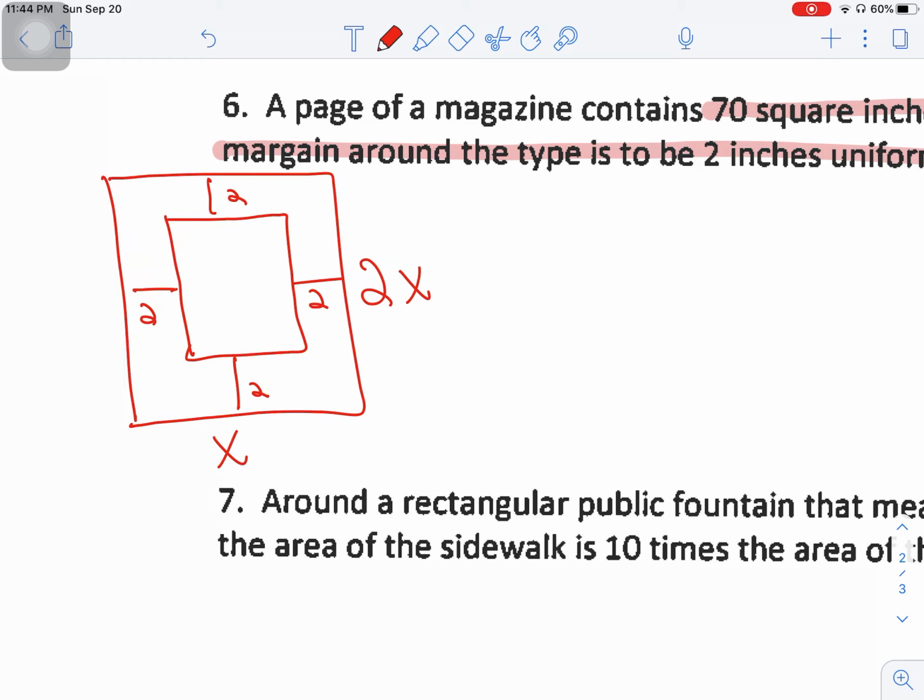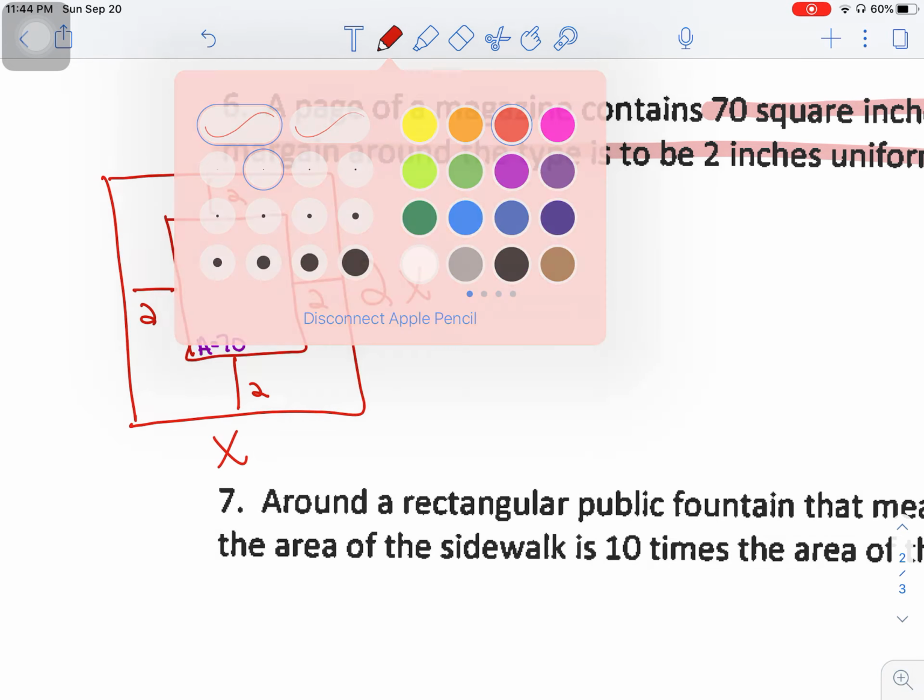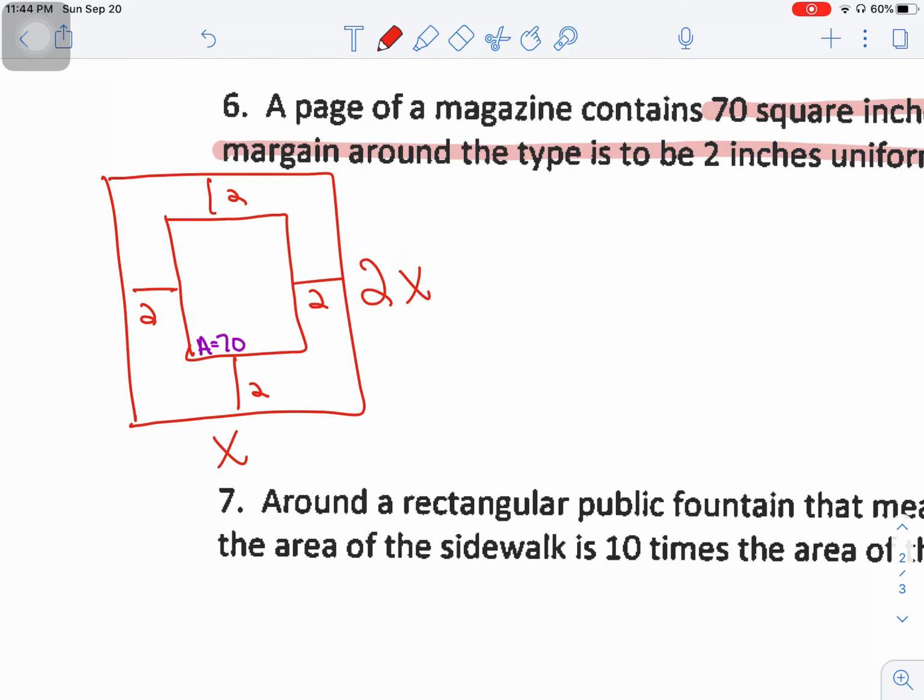It says 70 square inches of type. So let's see, the area inside of here is 70. And let's get some dimensions inside of there. So the shorter dimension is going to be x minus 4. To think about that, it's 2 inches on each side. And then the tall dimension, the height here, would be 2x minus 4.